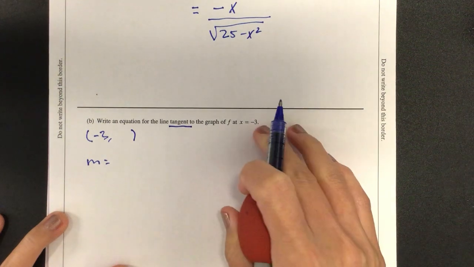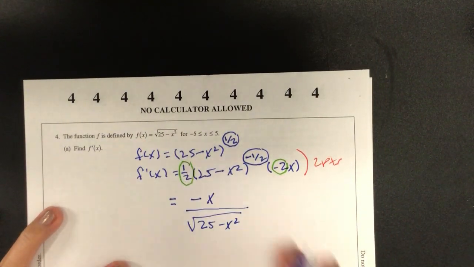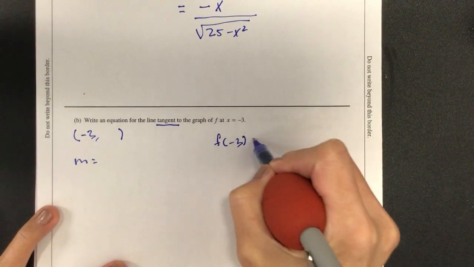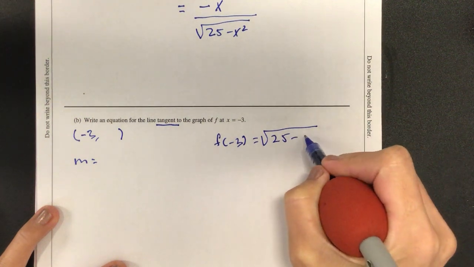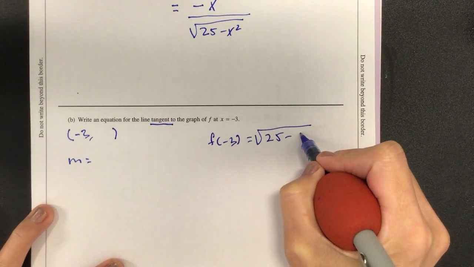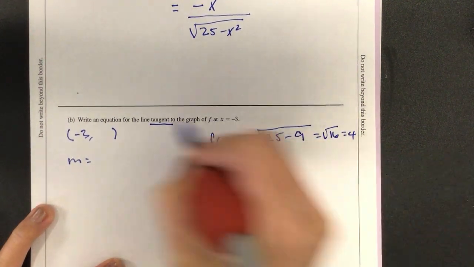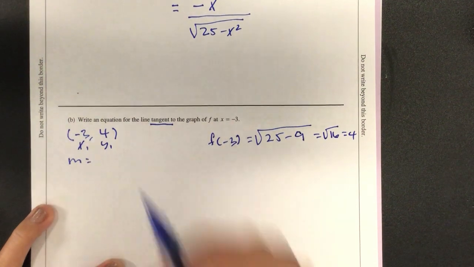So we already know x equals -3. Can I plug that into the original function right there? Yes, we can. So we have f of -3. And when I do, we get square root of 25 minus what? Negative 3 squared. Which is? Oh, 9. And that's going to give me square root of 16. And that's simply 4. Boom, there's my point. So here's our x1 and y1.